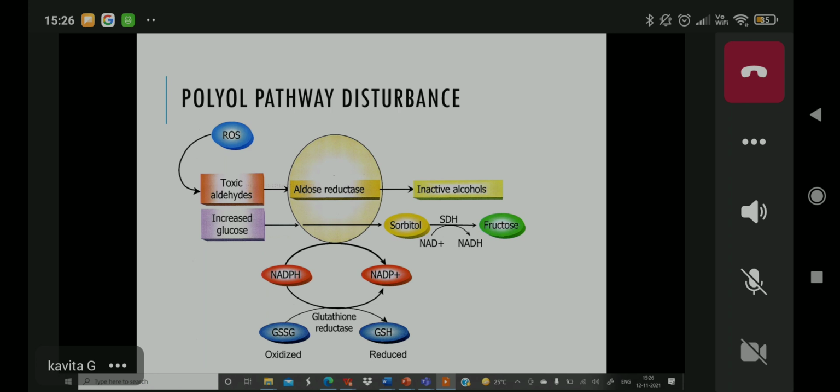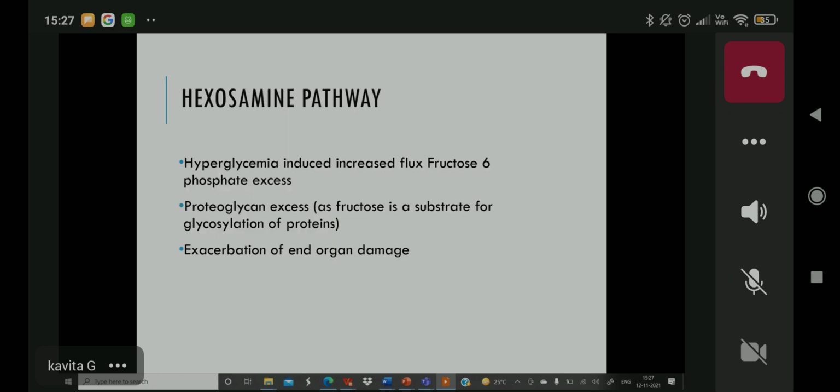Now then you have polyol pathway disturbance. Basically you have increased glucose and under the influence of your aldose reductase and NADPH, you have conversion into sorbitol. Okay, so sorbitol is then further metabolized into fructose. So basically, hyperglycemia induced increased flux, and when you have more of fructose, you have more proteoglycans because fructose is actually a substrate for the glycosylation of proteins. So you have lots of end organ damage.